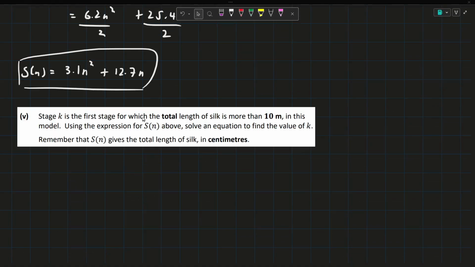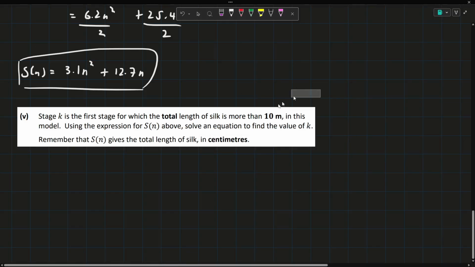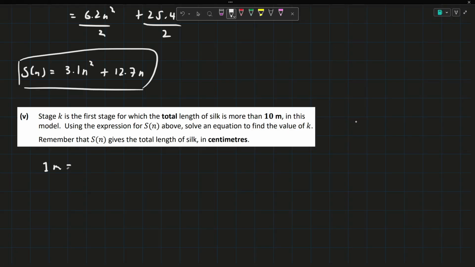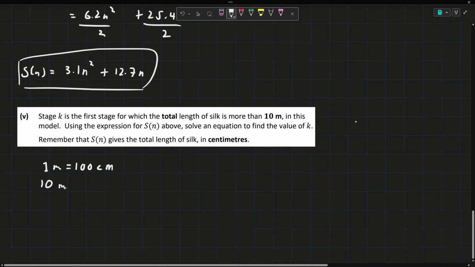Then we're told that stage K is the first stage for which the total length of the silk is more than 10 meters. And then we use S of n to figure out what K is. Now remember that S of n gives the length in centimeters. So we don't want to solve for 10 meters, but we need to figure out what that is in centimeters. So know that 1 meter is equal to 100 centimeters. If we multiply both sides by 10, that means that 10 meters is equal to 1,000 centimeters.